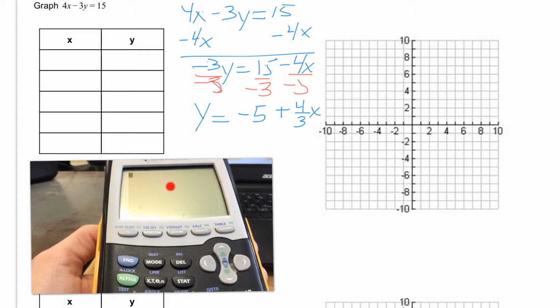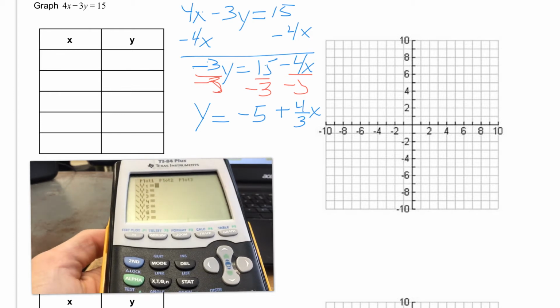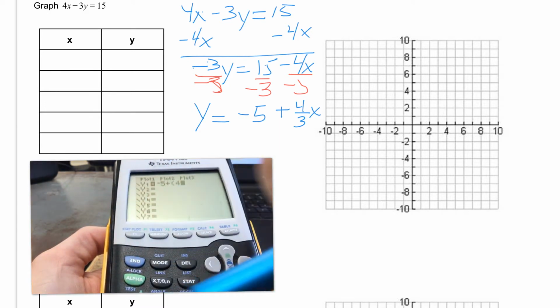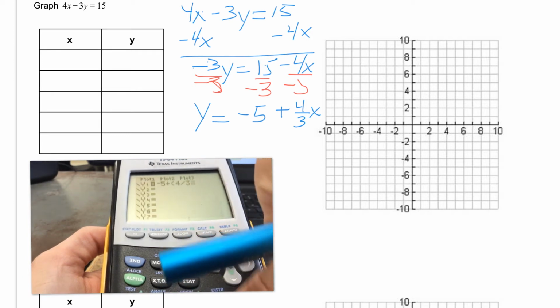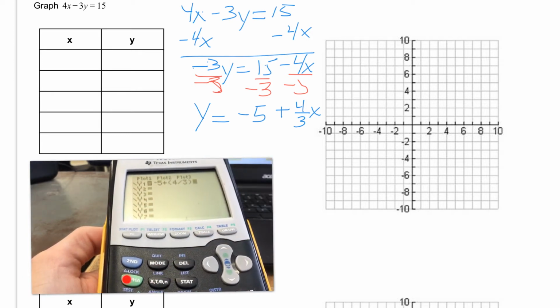Then I'm going to come to my calculator here, and I'm going to plug it in. I'm going to hit my y equals button. I'm going to type in negative 5 plus 4/3, remember, goes in parentheses, 4 divided by 3, close the parentheses, and get your x. Remember, down here, that's your x right next to that alpha key.